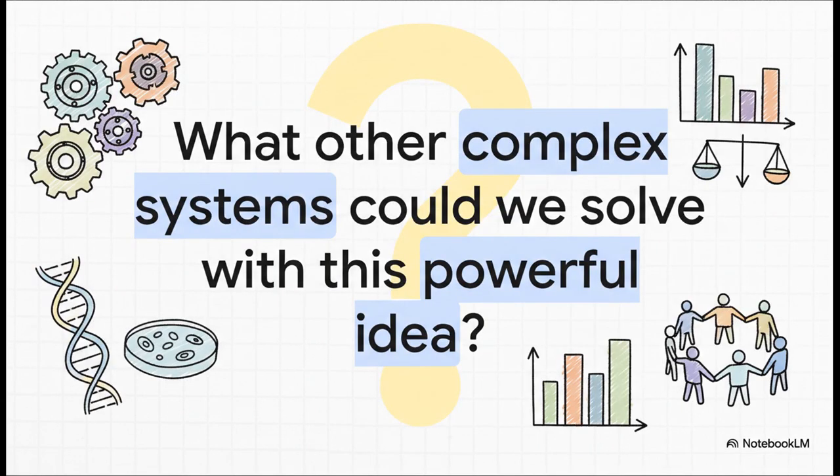So I'll leave you with this final thought. We just took a really complex physics problem, and we solved it by breaking it down into simple, balanced pieces. So what other complex systems out there, maybe in finance or biology or even in society, could we start to understand and maybe even solve if we just applied that same powerful idea?